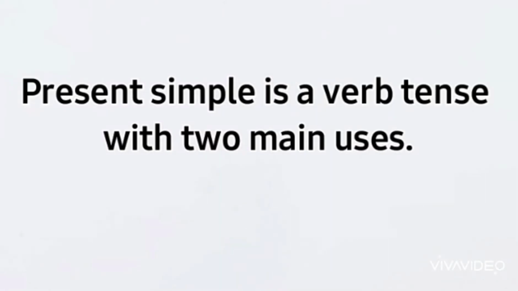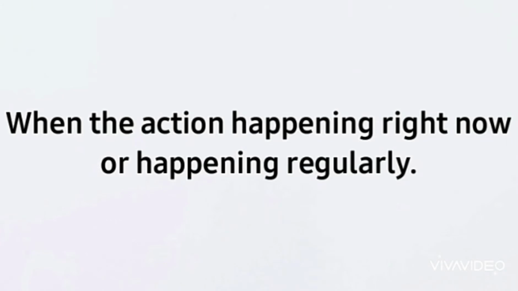Okay, so before we dive in, let's have a look at what the present simple is. Present simple is a verb tense with two main uses. We use present simple when the action is happening right now or happening regularly. We need to use present simple a lot in English, and it is very essential for us to understand it very well, even though many students still have problems with it.